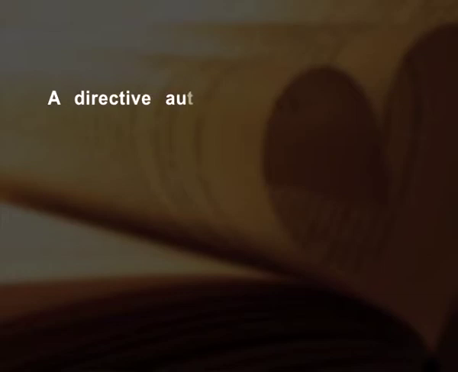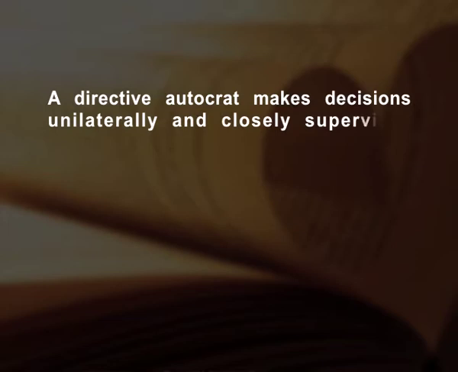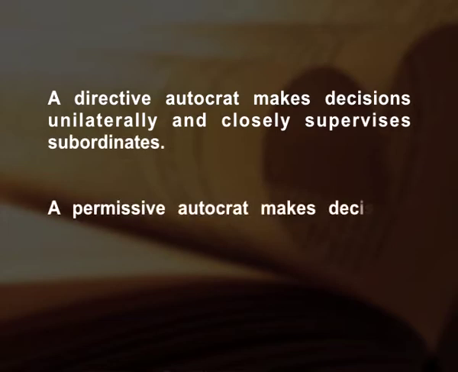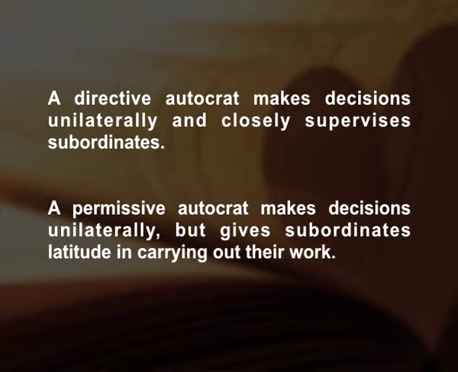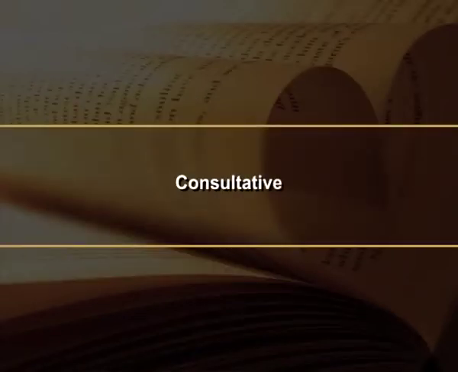A directive autocrat makes decisions unilaterally and closely supervises subordinates. A permissive autocrat makes decisions unilaterally but gives subordinates latitude in carrying out their work. Consultative. This method is a more paternalistic form, also essentially dictatorial. However, decisions do take into account the best interest of the employees as well as the business.